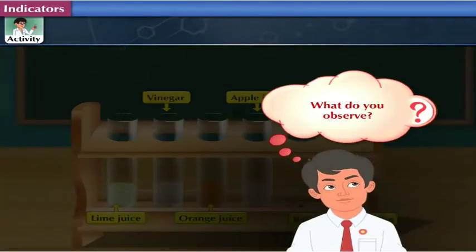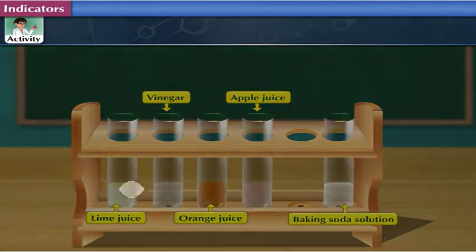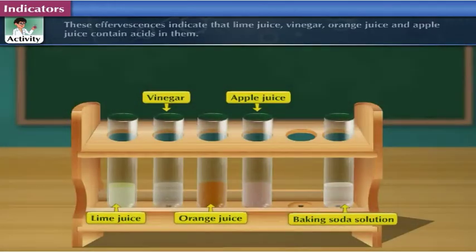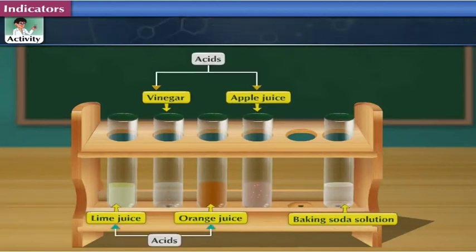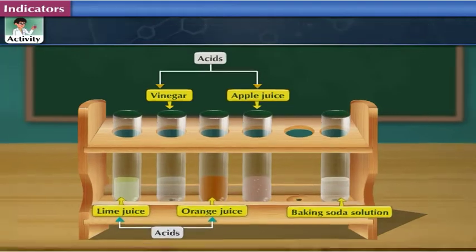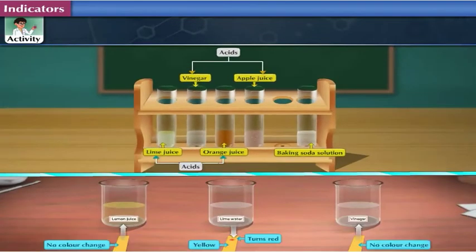What do you observe? We observe that effervescence is formed in each of these test tubes. These effervescences indicate that lime juice, vinegar, orange juice and apple juice contain acids in them. From this activity, we can say that effervescences are formed on addition of baking soda solution in the acidic solutions. By these simple activities, we can easily identify acidic or basic substances.